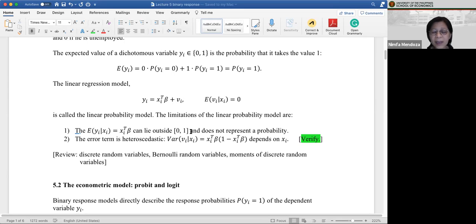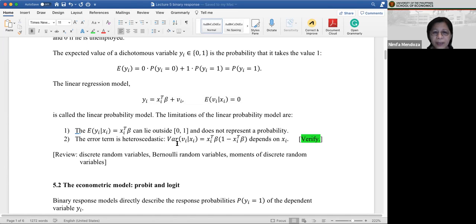And if it's outside the interval 0, 1, then it does not represent a probability. So if this x sub i transpose beta is outside the interval 0, 1, you don't have a probability. And moreover, the error term is heteroscedastic. So this v sub i is heteroscedastic.